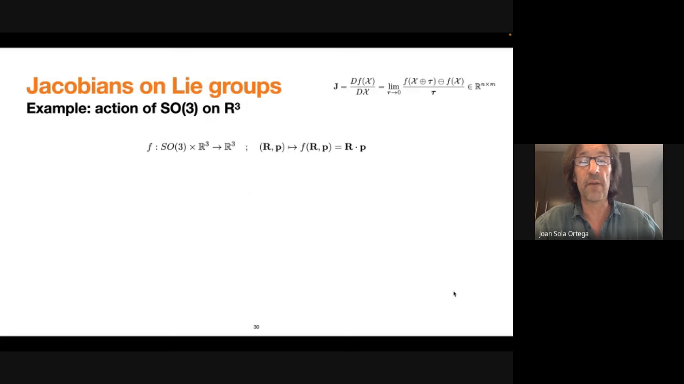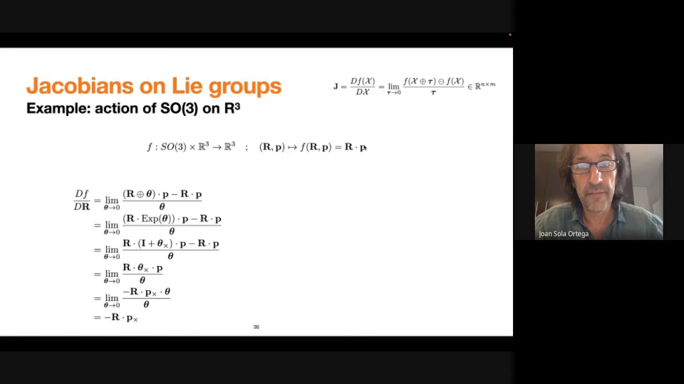Let's see one example. Imagine you have a function from SO3 and R3 to R3. This is a function that takes a rotation matrix and a certain vector and rotates this vector. This function has 2 arguments and it produces 1 output. Let's find the derivative of Rp with respect to R. And this is the Lie derivative. Attention, because if you want to differentiate with respect to R, and R is a matrix, and you are stuck with your vector space definition, then this doesn't work.